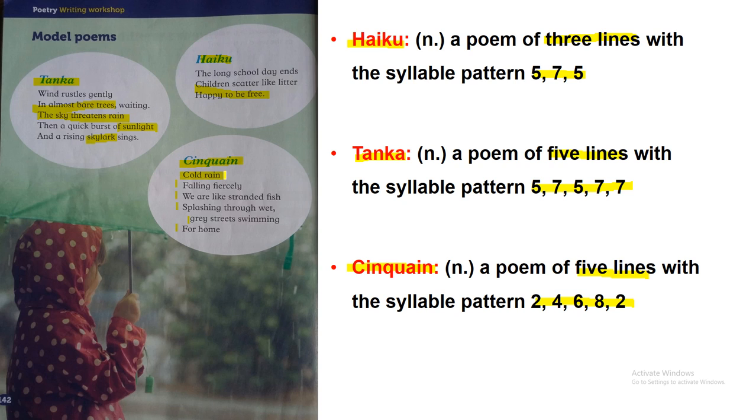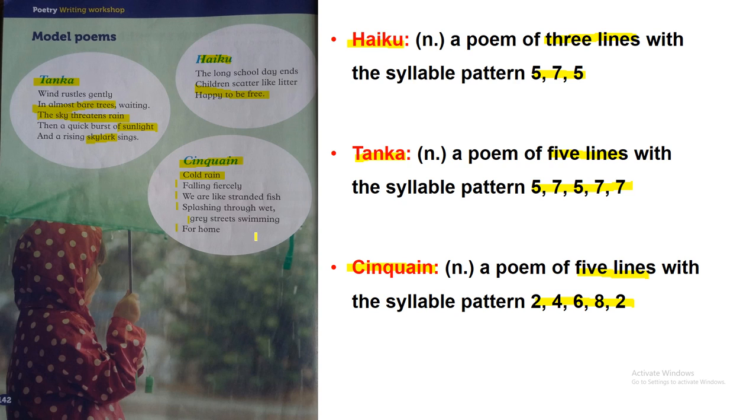Sinkan, cold rain, it speaks about cold rain. Falling firstly, okay, so the rain is falling firstly. We are like stranded fish splashing through wet, gray streets, swimming for home. As we mentioned before, the sinkan is a poem of 5 lines with the syllable pattern 2-4-6-8-2. So now your turn to write your own poem.